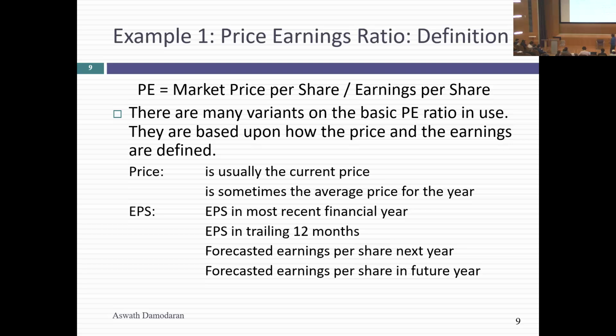But it's in the denominator that you get the real action. I could divide by earnings per share in the most recent fiscal year. That's called current PE. I could divide price by earnings per share in the last 12 months. That's called trailing PE. I could divide price by expected earnings per share in the next 4 quarters. That's forward PE. Or I could divide price per share by expected earnings per share in 2033. That's really, really forward PE.